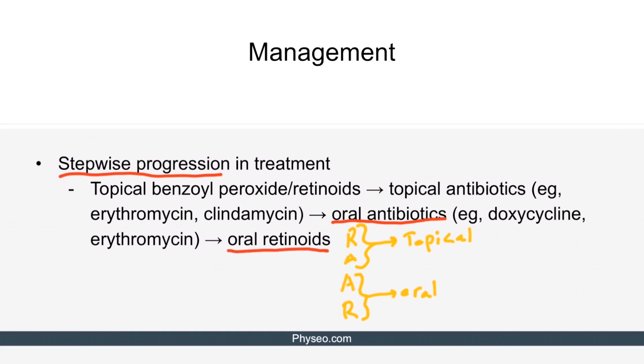To remember this ladder of treatment options for acne, you can think of the mnemonic RAAR, like the sound of an angry lion might make if it was woken up and had acne. Rar. Well, the letter R stands for retinoids, and the letter A stands for antibiotics. From there, just remember that the first 2 options are topical agents, and the next 2 options are oral agents. And if you can remember that, you'll be golden.